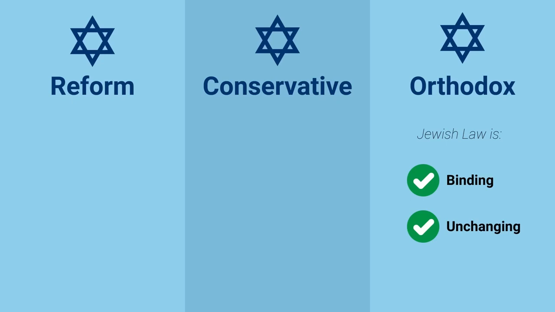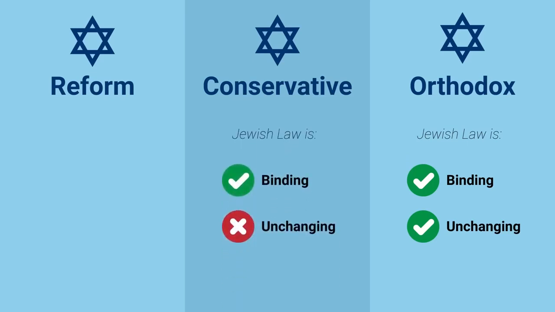In contrast, conservative Jews, known as Masorti Jews outside of North America, see halacha as being binding, but not unchanging. In other words, the law should evolve over time in order to keep up with how human society has evolved.